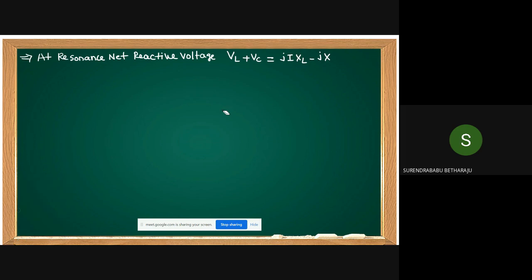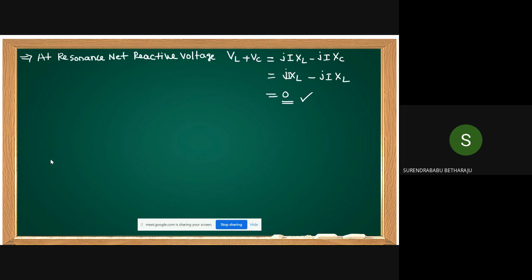With respect to capacitive reactance, it is negative. That I have to explain in the AC analysis: minus j into XC. But XL equals XC at the resonance condition. XL equal to XC, or XC equal to XL, you can substitute. What is this resultant value? It becomes 0. The net reactive voltage equals 0 at the resonance condition.